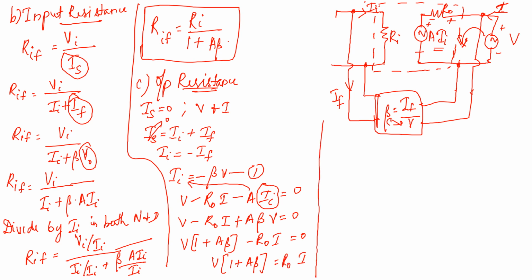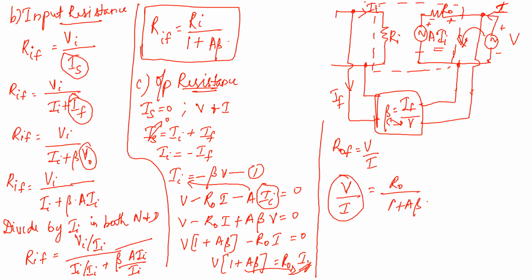But you know what your output resistance is. R0f will be equal to the output voltage capital V divided by the output current. So in this equation, I retain V as such on the left-hand side and bring I down. So V by I will be equal to R0 divided by 1 plus A beta, as 1 plus A beta moves to the opposite side. You know that V by I is the output resistance with feedback. So R0f is equal to R0 divided by 1 plus A beta.